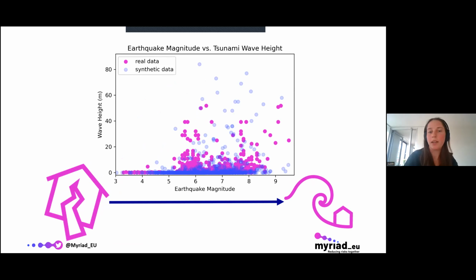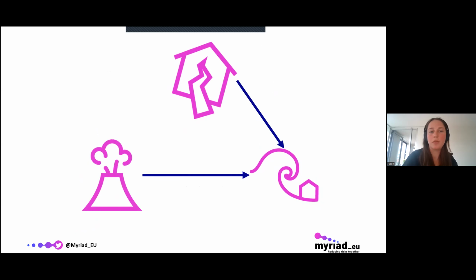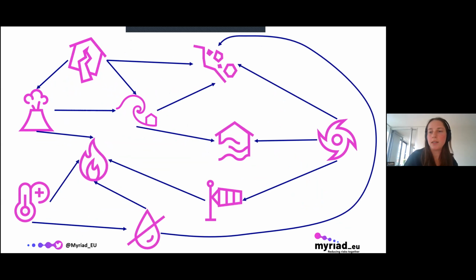For example, what's the probability that if we have a magnitude of 9, the wave height is above 20 meters? Now, you can not only relate the earthquake magnitude to the wave height, but you can also make this relationship between volcanic eruptions and a tsunami, as well as between all three of them. And ultimately, the idea is to make a Bayesian network where you can look at all the joint multi-hazards and the probabilities between these different hazards, which I'll be doing in my research.